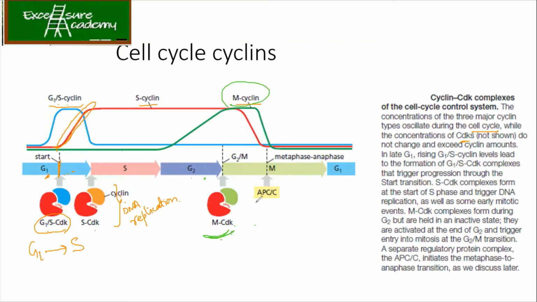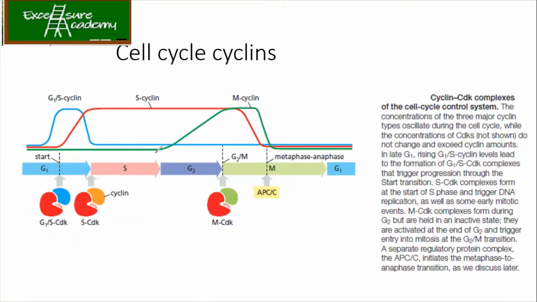There again you have got another checkpoint called APC/C. What is this? Anaphase promoting complex or cyclosome. This will again ensure that everything is proper, okay, and it will initiate the transition from metaphase to anaphase. And the chromosomes will then be separated. And again after that, at the end of the mitosis, G1 will start. Clear?